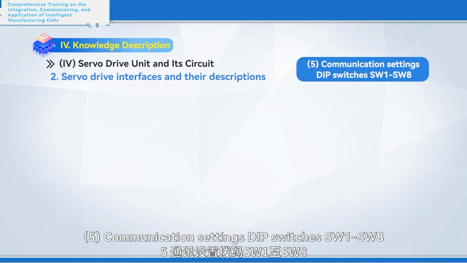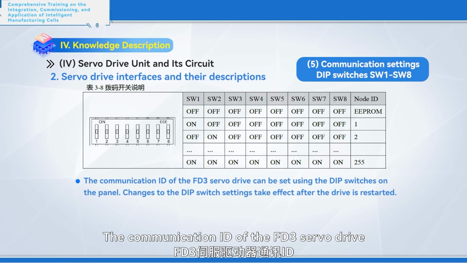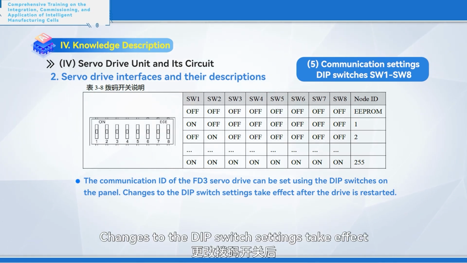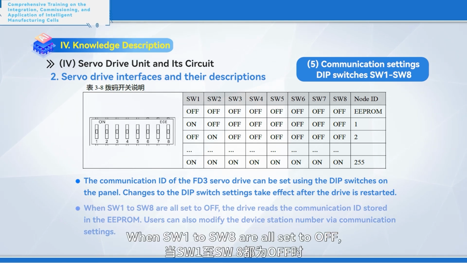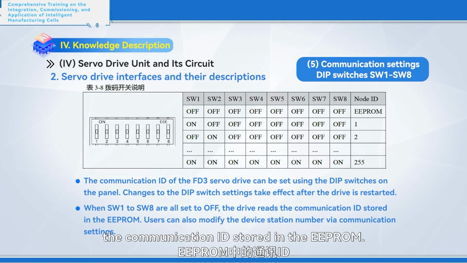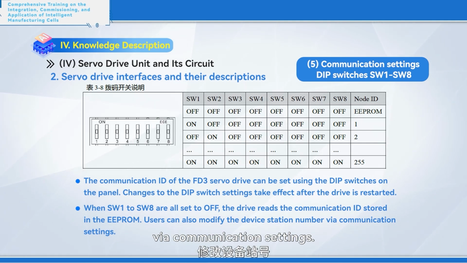5. Communication settings DIP switches SW1 to SW8. The communication ID of the FD3 servo drive can be set using the DIP switches on the panel. Changes to the DIP switch settings take effect after the drive is restarted. When SW1 to SW8 are all set to off, the drive reads the communication ID stored in the EEPROM. Users can also modify the device station number via communication settings.